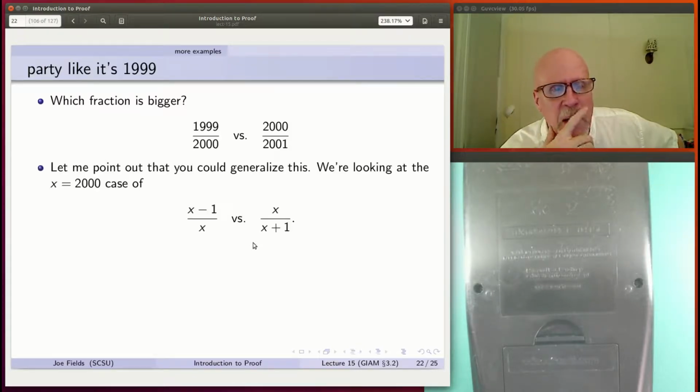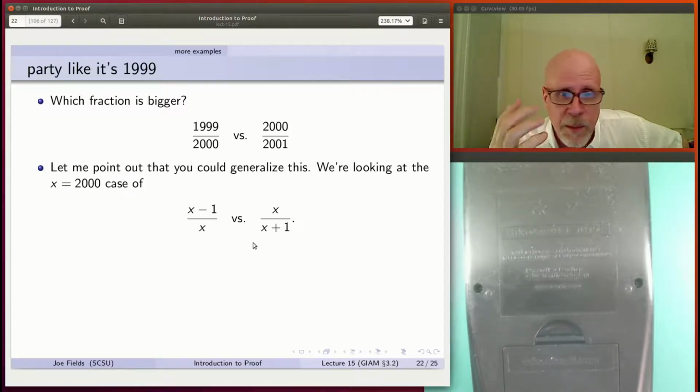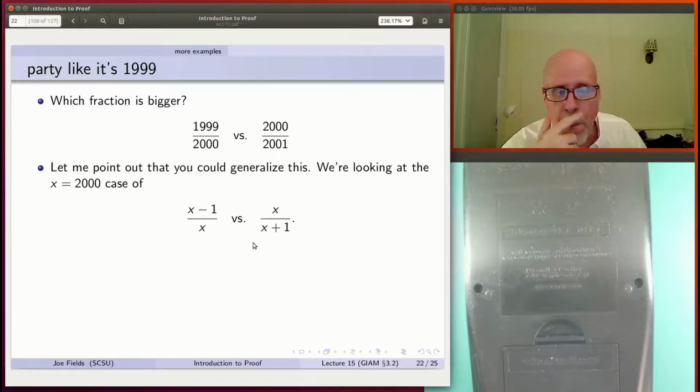Okay, so let me point out that you can generalize this, and maybe it makes good sense to generalize it. This is just the x equals 2000 case of comparing these fractions with x's in them, x minus 1 over x versus x over x plus 1. If we can solve the question of which is bigger with the fractions with x's in them, then the x equals 2000 case would also be true.